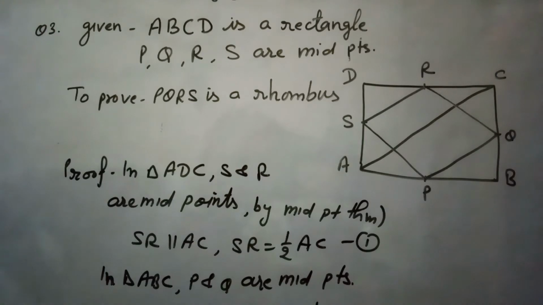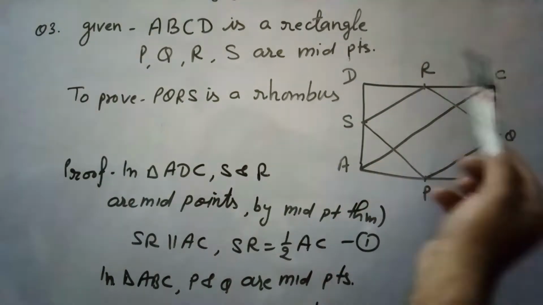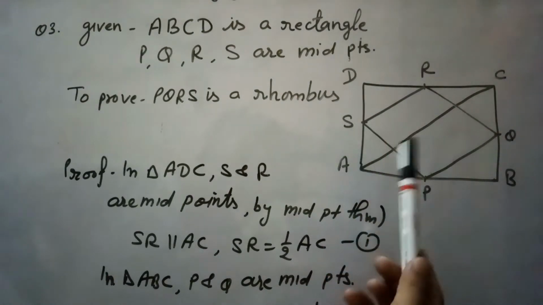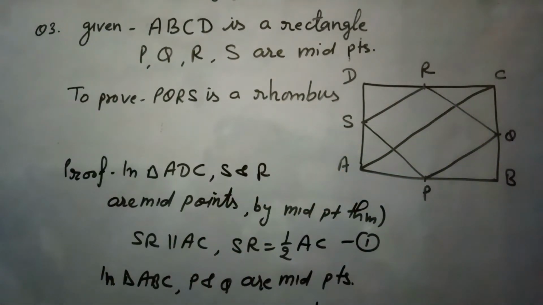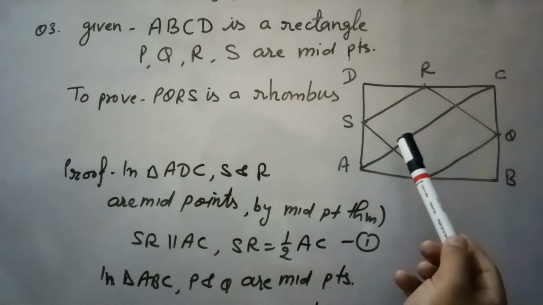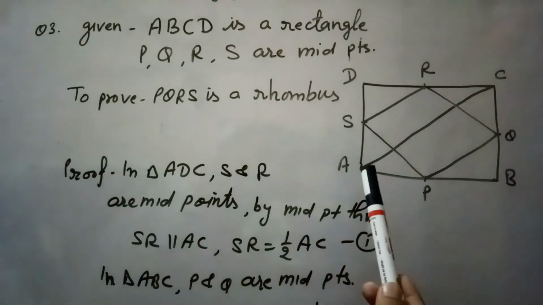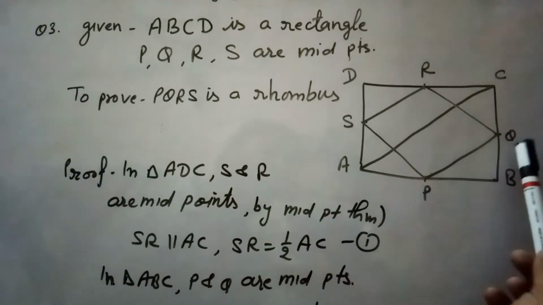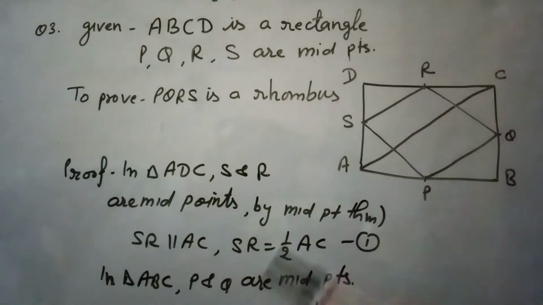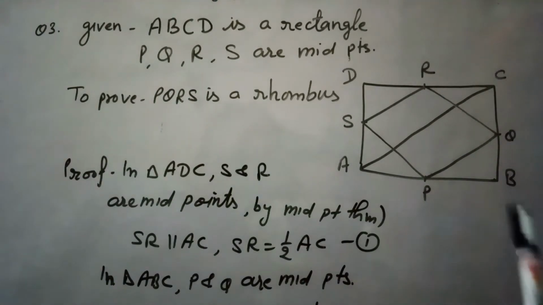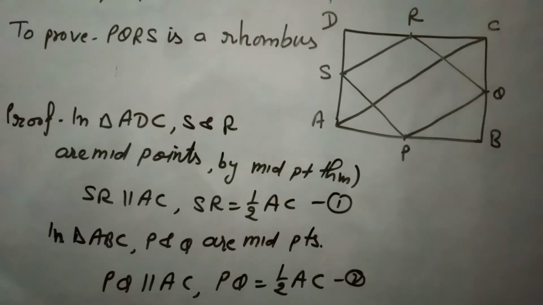We will use the midpoint theorem here, because in triangle ADC, S is the midpoint of AD and R is the midpoint of DC. So by the midpoint theorem, SR will be parallel to AC and half of AC. Similarly in triangle ABC, P and Q are the midpoints, so PQ is half of AC and PQ is parallel to AC. So PQRS will be a parallelogram, because one pair of opposite sides is equal and parallel. This is the solution for proving PQRS is a parallelogram.